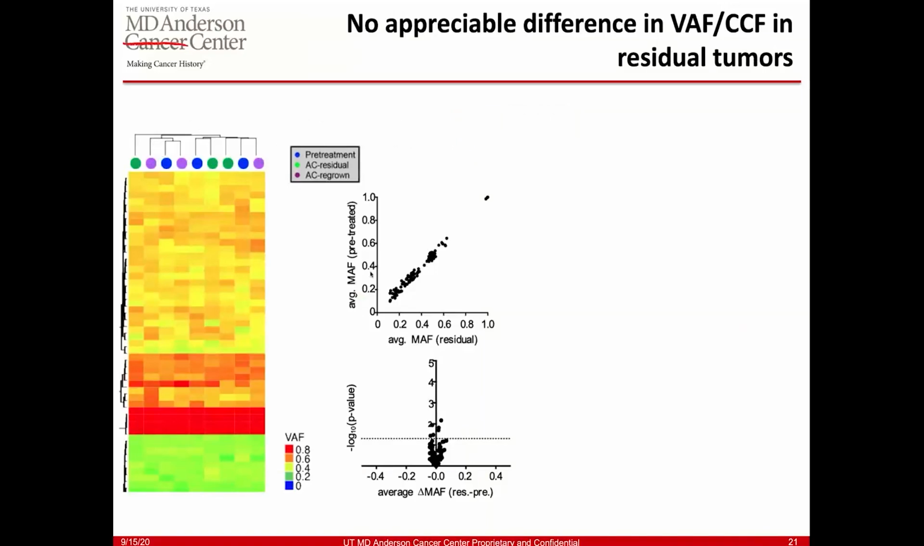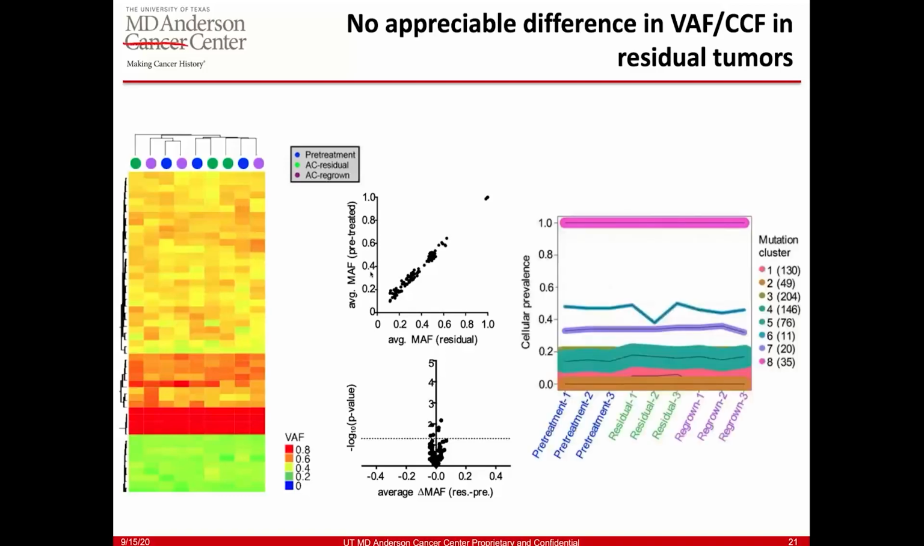Using whole exome sequencing, we can also track the variant allele fractions. Here, we see the variant allele frequency on the left, and interestingly, nothing changes across the 3 different time points. The Wilcoxon plot suggests that although there is a certain change in the delta MAF, it is not significant. And we ran PyClone, and we see that the clusters also remain somewhat similar.